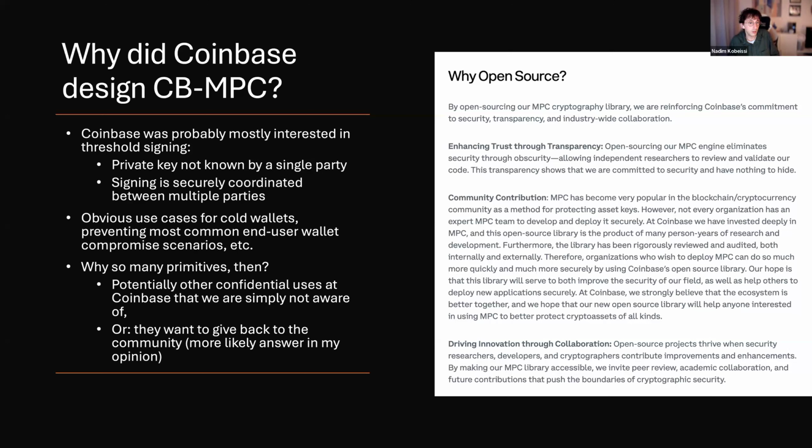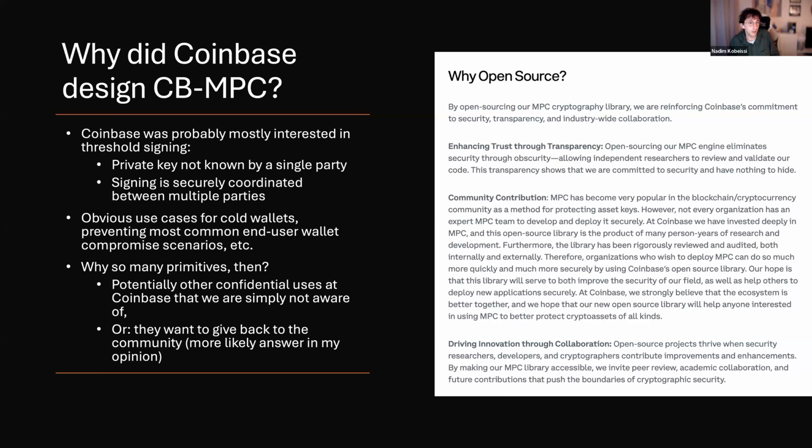Well, there are potentially other confidential use cases at Coinbase that we're simply not aware of. I guess that's possible. Or given, and I say this especially given my knowledge of who's behind the CB-MPC project, they just wanted to engineer something impressive and give back to the community. And I'll elaborate on that also in a moment.